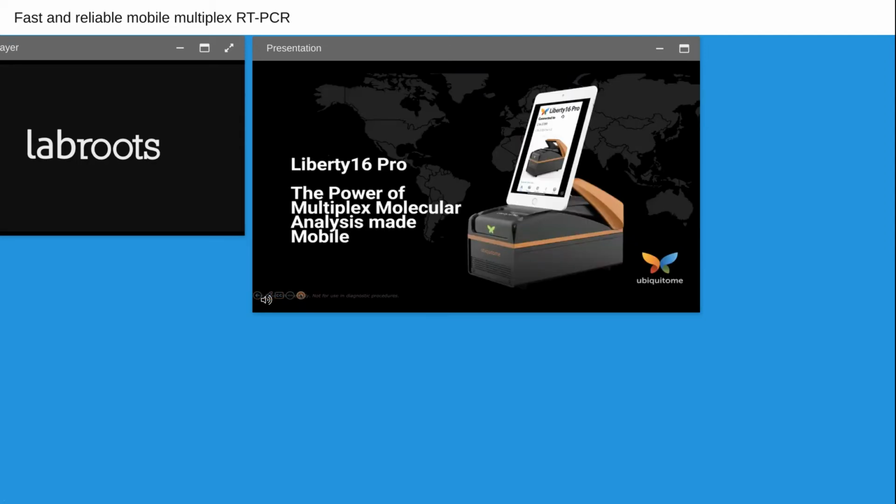So now that we've covered the cost side of things, the case studies, the journey, and also how we got to where we are today, it's finally time to showcase the latest addition to our qPCR device lineup, which is the Liberty 16 Pro, the power of multiplex molecular analysis made mobile.